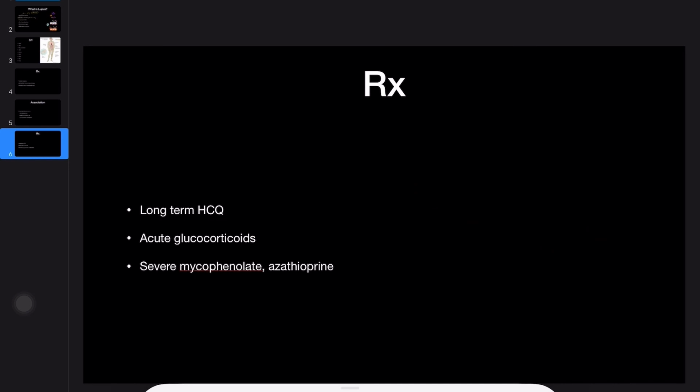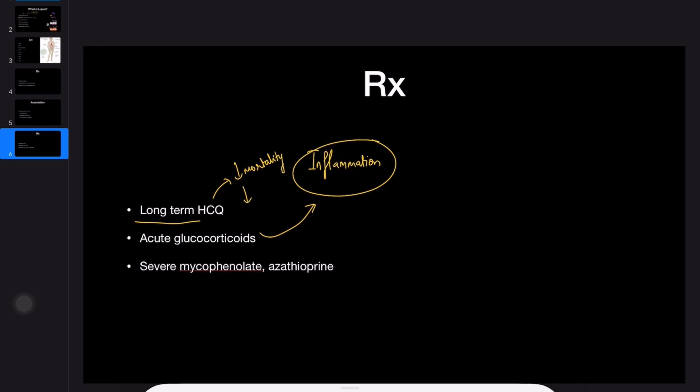Last, we have treatment. Remember that the cause behind all the signs and symptoms is inflammation. So for acute attacks, we will give anti-inflammatory drugs like glucocorticoids. Hydroxychloroquine is given in the long term to prevent acute attacks and reduce the mortality. For acute cases, again, we have glucocorticoids, but if that is not sufficient, like in severe cases, we can additionally give immunosuppressive drugs like mycophenolate and azathioprine.